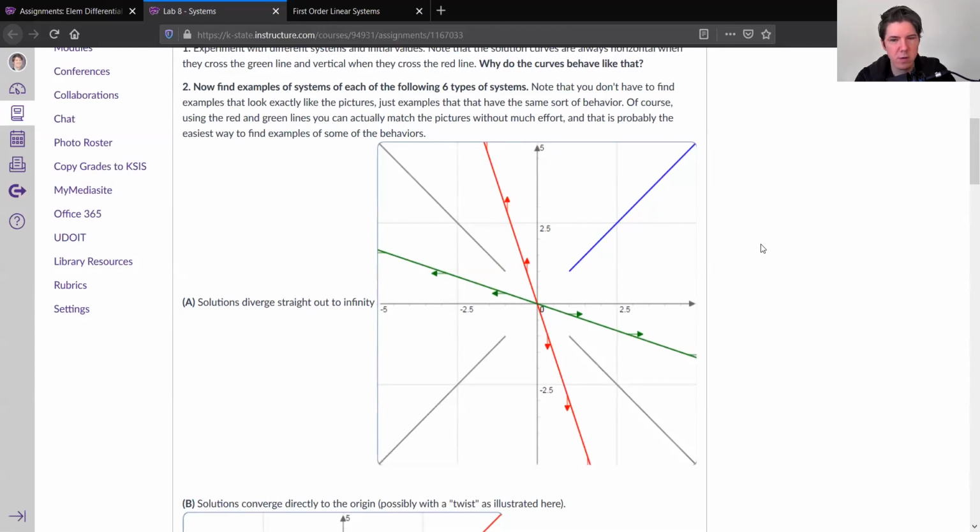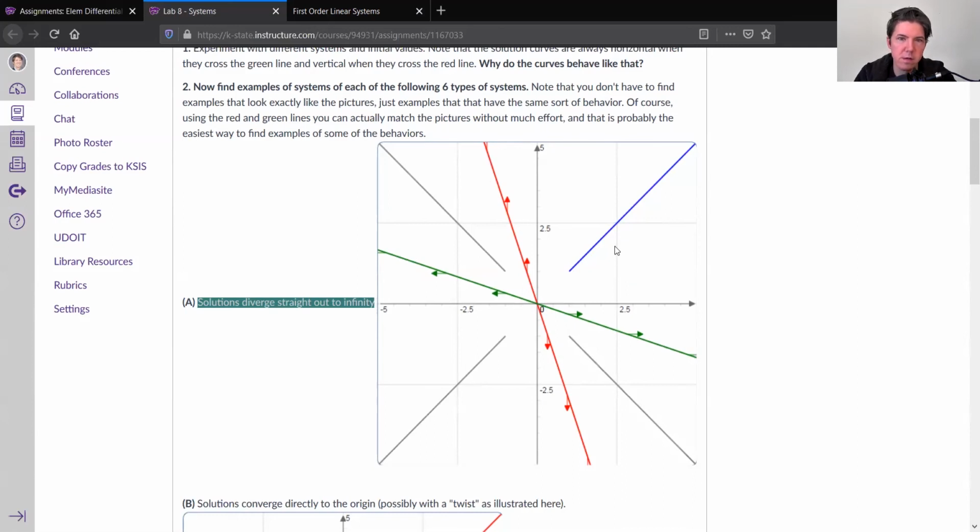You don't have to actually do it exactly. You don't have to get the slopes exactly for each of these, but you want to get the general behavior. So for instance, you want the two nullclines to be roughly like this, so that, as it says, all the solutions diverge out to infinity.